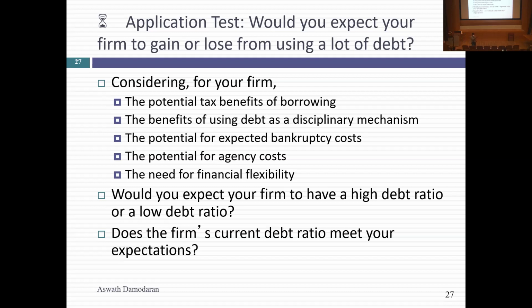For the bankruptcy costs, look at their earnings over time. How volatile are the earnings? For the agency costs, what kind of assets do you have? You have a technology company. Think like a lender again. Would I feel comfortable lending to this company?